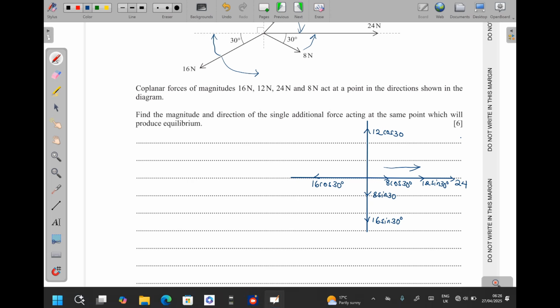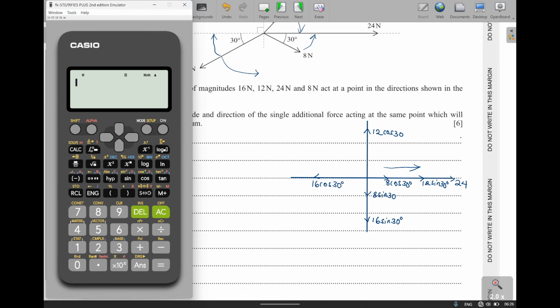Okay, let's check for the resultant in the y. 12 cos 30 is giving us 6 root 3, which is 10.4. How about these ones going down? 8 sine 30, then plus 16 sine 30.